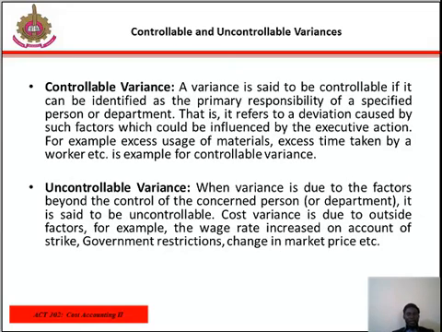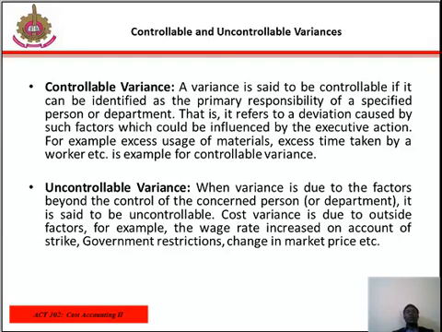Controllable variance. A variance is said to be controllable if it can be identified as the primary responsibility of a specified person or department. That is, it refers to a deviation caused by factors that could be influenced by executive action. For example, excess usage of materials, excess time taken by workers, etc.